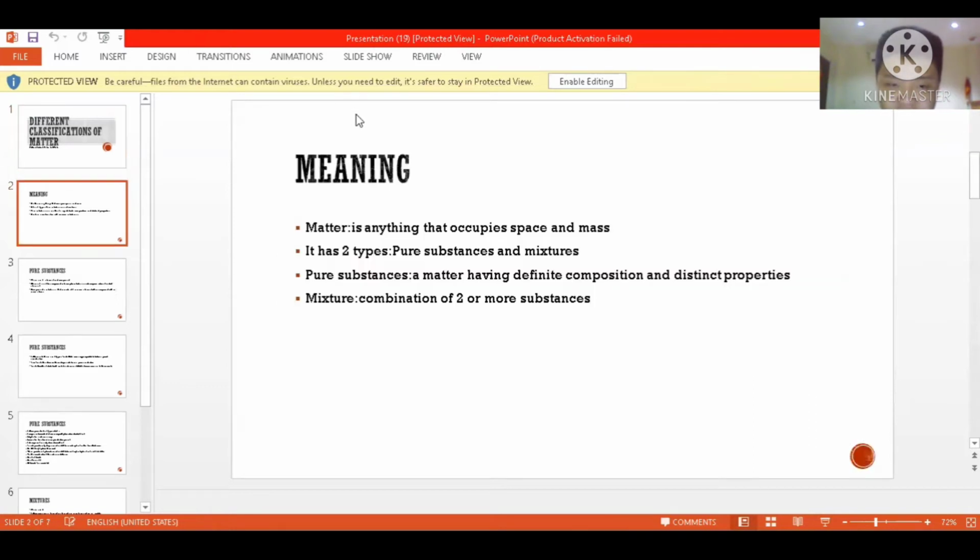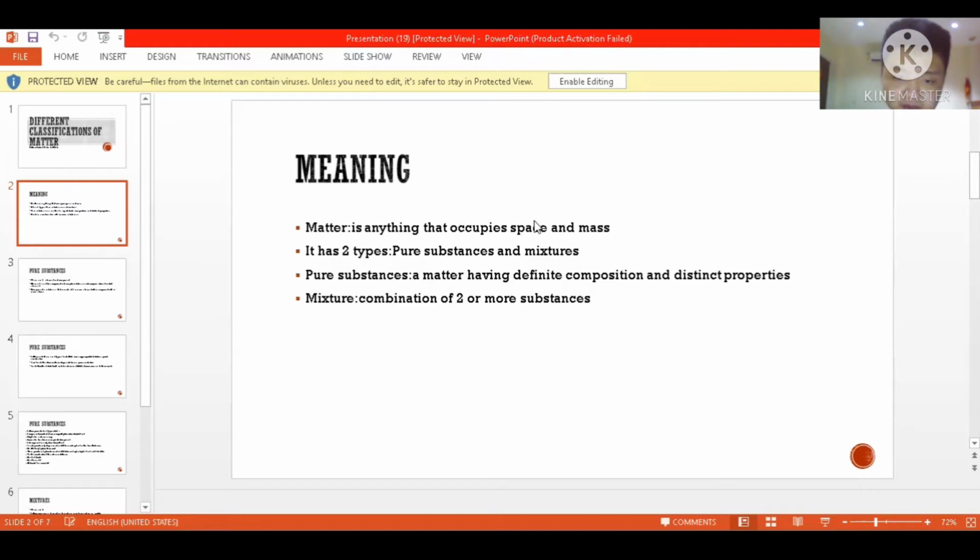Now, let's go to the meaning first. The meaning of matter is anything that occupies space and has mass. It has two types. One is pure substances, and the second is mixtures. Now, the meaning of pure substances: a matter having definite composition and distinct properties. Now, mixture is a combination of two or more substances.